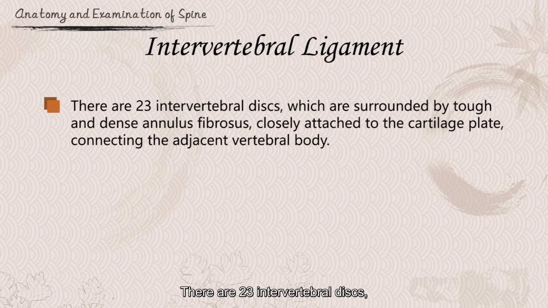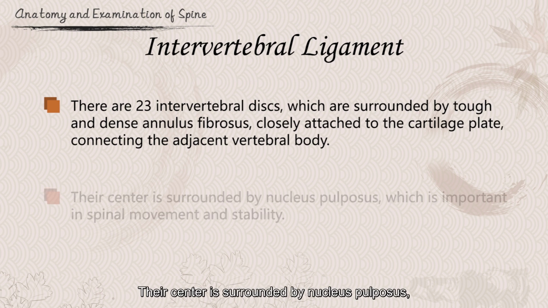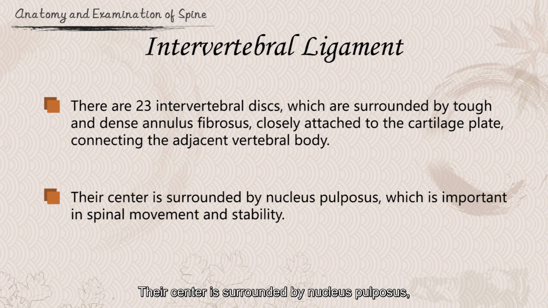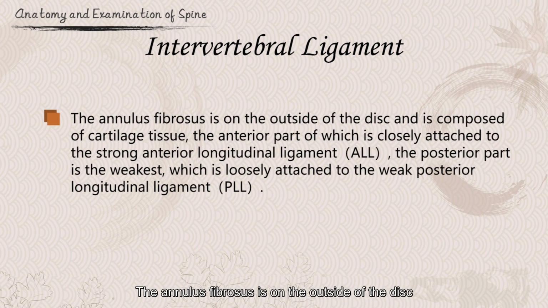There are 23 intervertebral discs, which are surrounded by a tough and dense annulus fibrosus closely attached to the cartilage plate, connecting the adjacent vertebral bodies. Their center is the nucleus pulposus, which is important in spinal movement and stability. The annulus fibrosus is on the outside of the disc and is composed of cartilage tissue, the anterior part of which is closely attached to the ALL. The posterior part is loosely attached to the PLL.